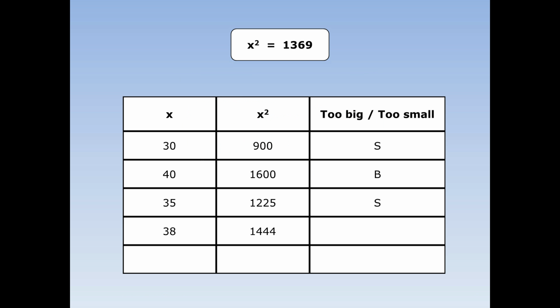Let's go for 38. 38 squared is 1444. It's too big. So somewhere between 35 and 38. Let's try 37. 37 squared is 1369. So that is the correct answer.